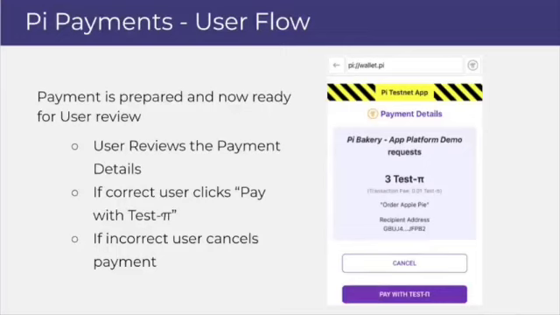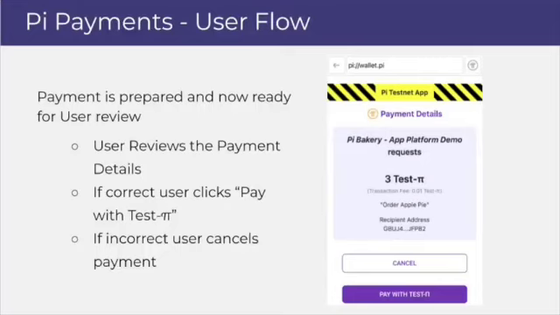Once the payment is built and ready, then the user is displayed this screen. This is just a confirmation screen where the user can see all of the information that will go into the order or into the transaction. They can see here, okay, I clicked on order an apple pie. That was 3 test pie. So I can confirm that that is right.